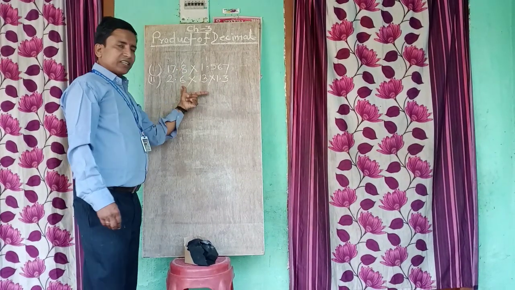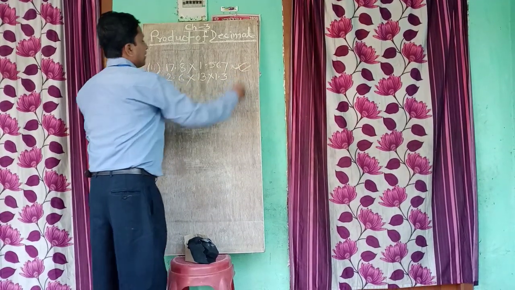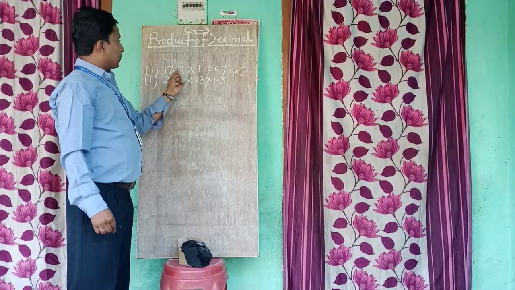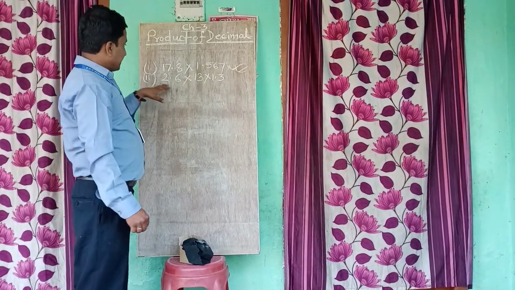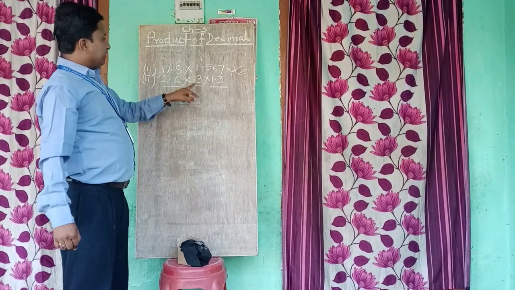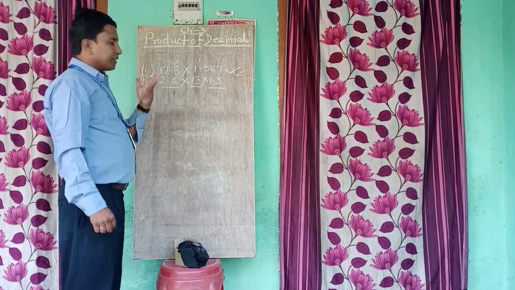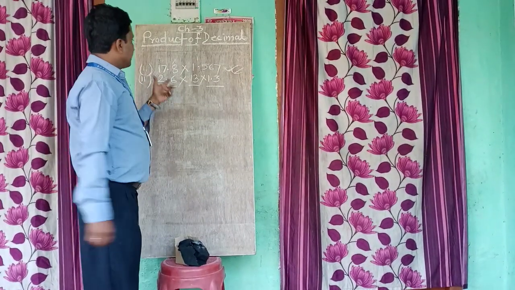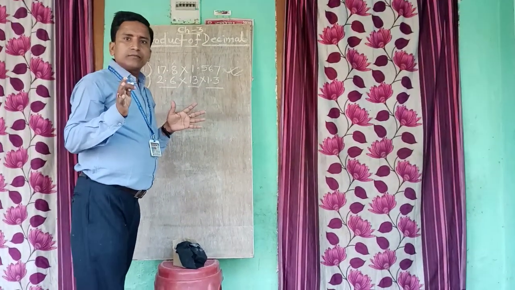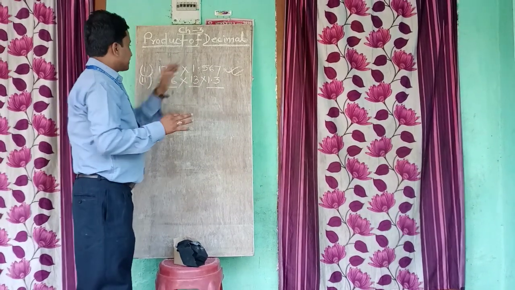In these two questions, you see this question has two numbers and both numbers are decimals, and in this question there are three numbers and one number has no decimal. Now how are we going to start? First, you have to multiply the numbers without the decimal.